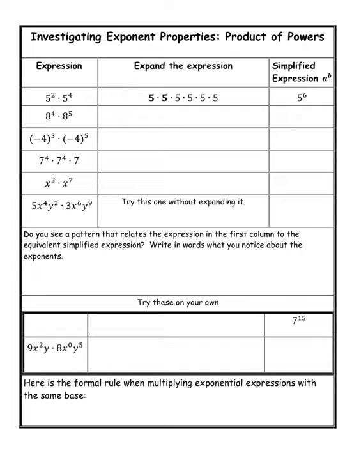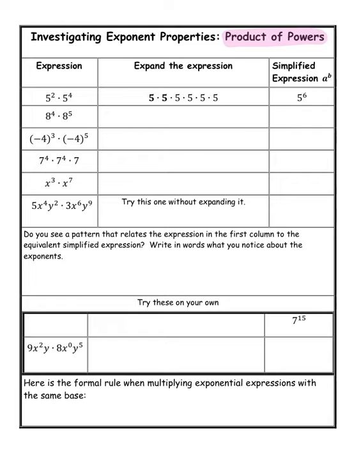We're going to start off with the product of powers. So after we've reviewed, we're going to look at what it means. We're going to investigate the exponent properties. And the first one, like I said, is the product of powers right here. So the product of powers occurs when numbers with exponents are being multiplied together.